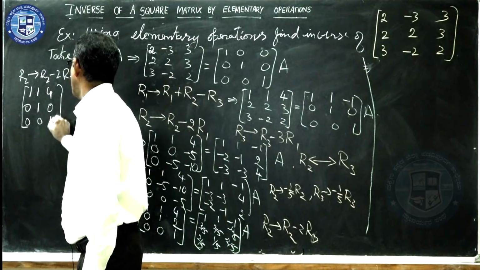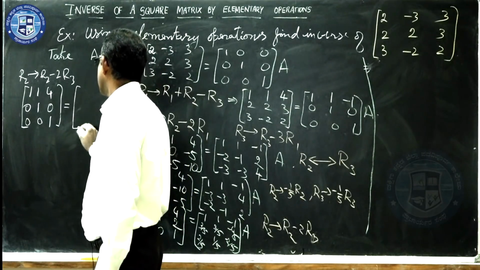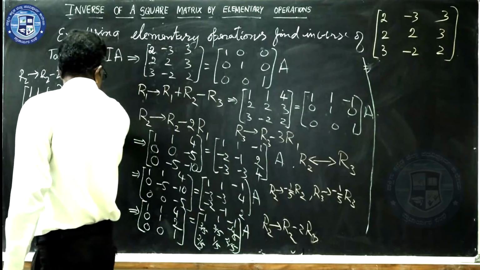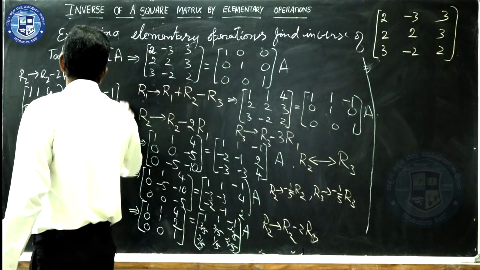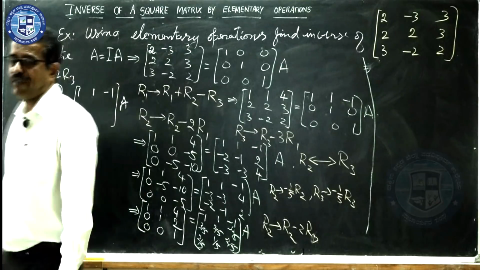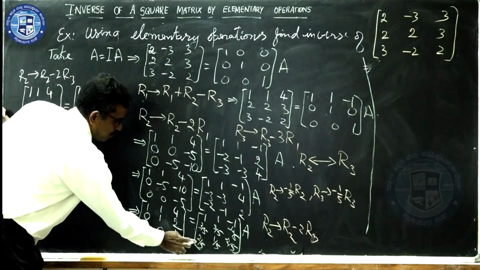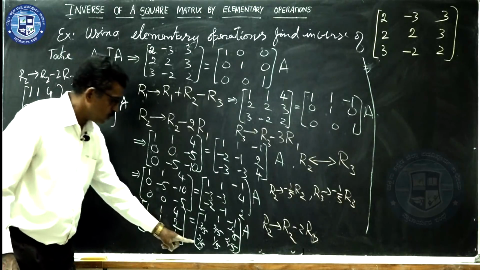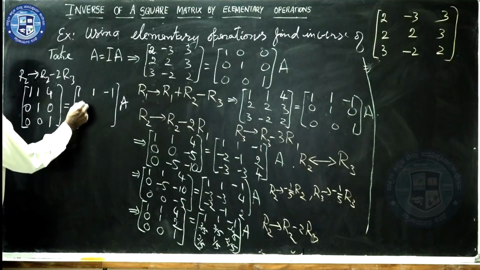0, 0, 1. That is equal to, here R2 minus, first row no changes. What is the first row here? It is 1, 1, minus 1 into A. Second row minus 2 times, what is 3 by 5? 3 by 5 minus 2 times 2 by 5, it is minus 4 by 5. What is 3 by 5 minus 4 by 5? It is minus 1 by 5.